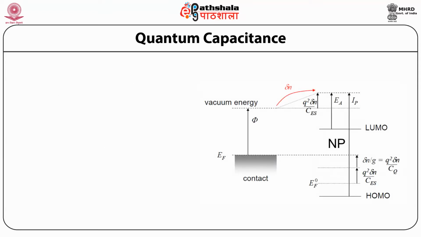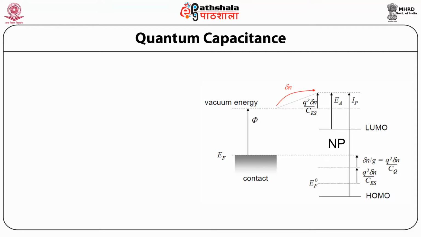The charging energy can be very high due to very high electrostatic capacitance. In the case of measurement of current transport through a single nanoparticle, the spacing between the contact and a nanoparticle could be very small, that is approximately 1 nanometer. So the charging energy can be more than 1 volt per electron.